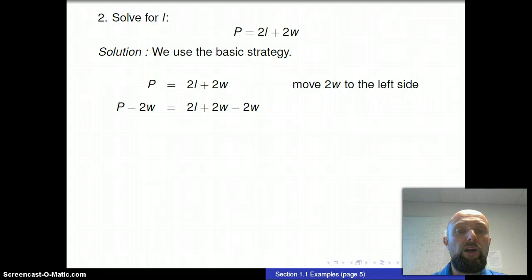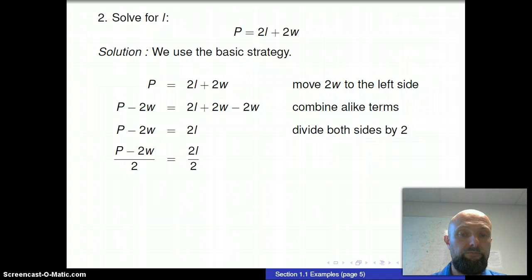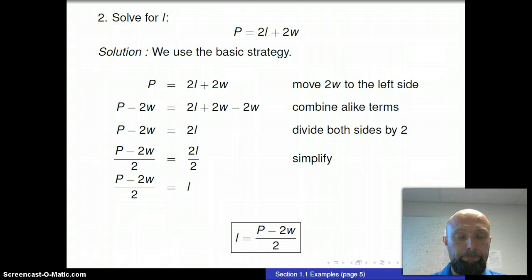Then we simplify by combining like terms. Next, we isolate L by dividing both sides by 2. And we simplify. And there is our answer.